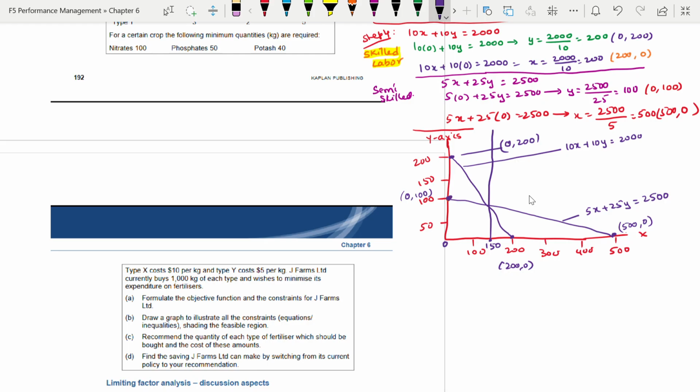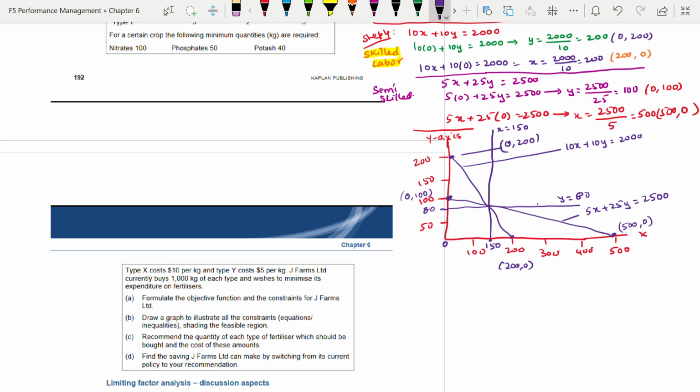Next, y is going to be how much? 80. Here you divide it. Somewhere you will get this is y. Y equal to 80. And x is equal to 150.